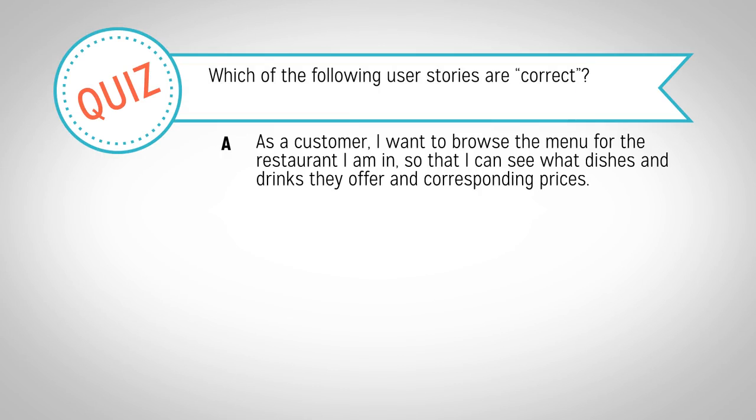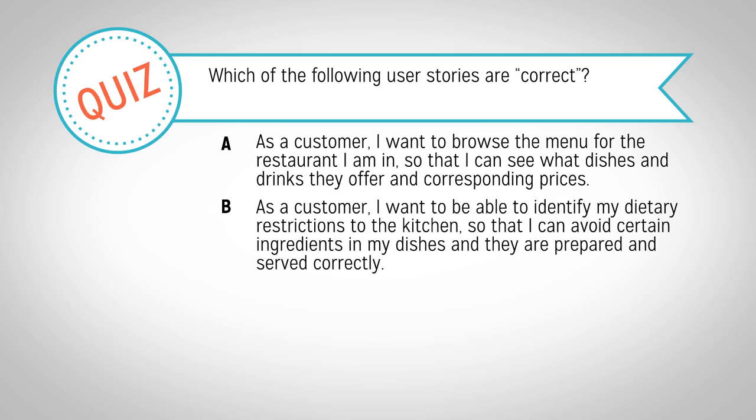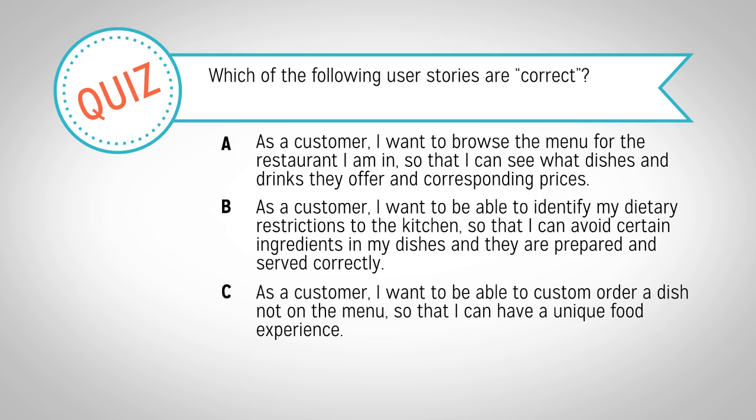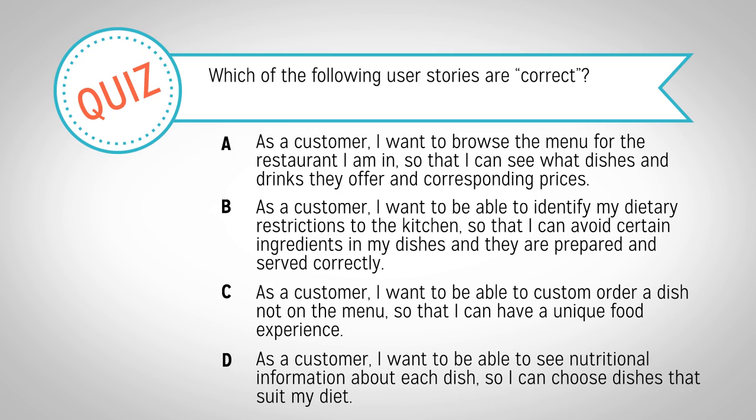Which of the following user stories are correct? A. As a customer, I want to browse the menu for the restaurant I'm in so that I can see what dishes and drinks they offer. B. As a customer, I want to be able to identify my dietary restrictions to the kitchen so that I can avoid certain ingredients in my dishes. C. As a customer, I want to be able to custom order a dish not on the menu so that I can have a unique food experience. Or D. As a customer, I want to be able to see nutritional information so that I can choose dishes that suit my diet.